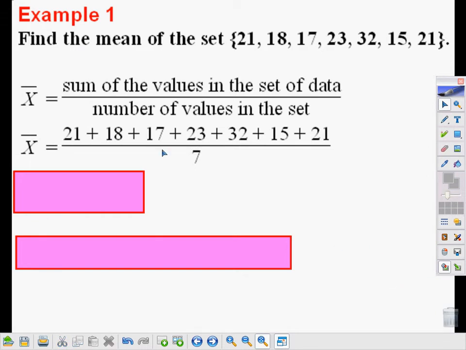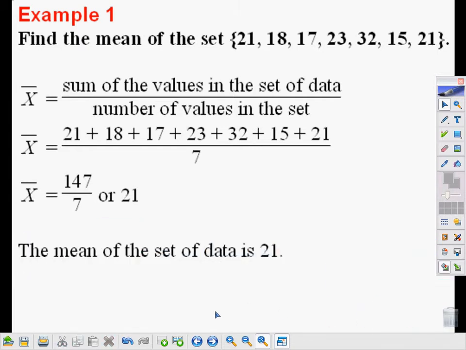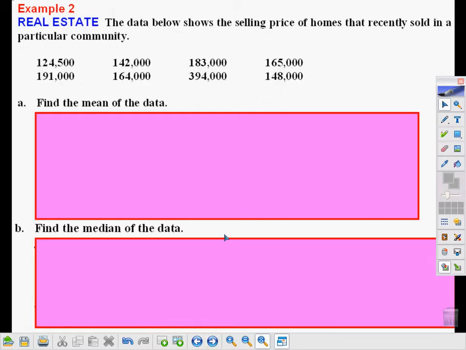So in this case, I add them all up, and I divide by 7 because there are 7 values. And that comes out to 147 over 7, or simplified to 21. So the mean of the set of data is 21. That should hopefully be review. If not, there you go. That's how to find the mean, or as we sometimes call it, x bar.